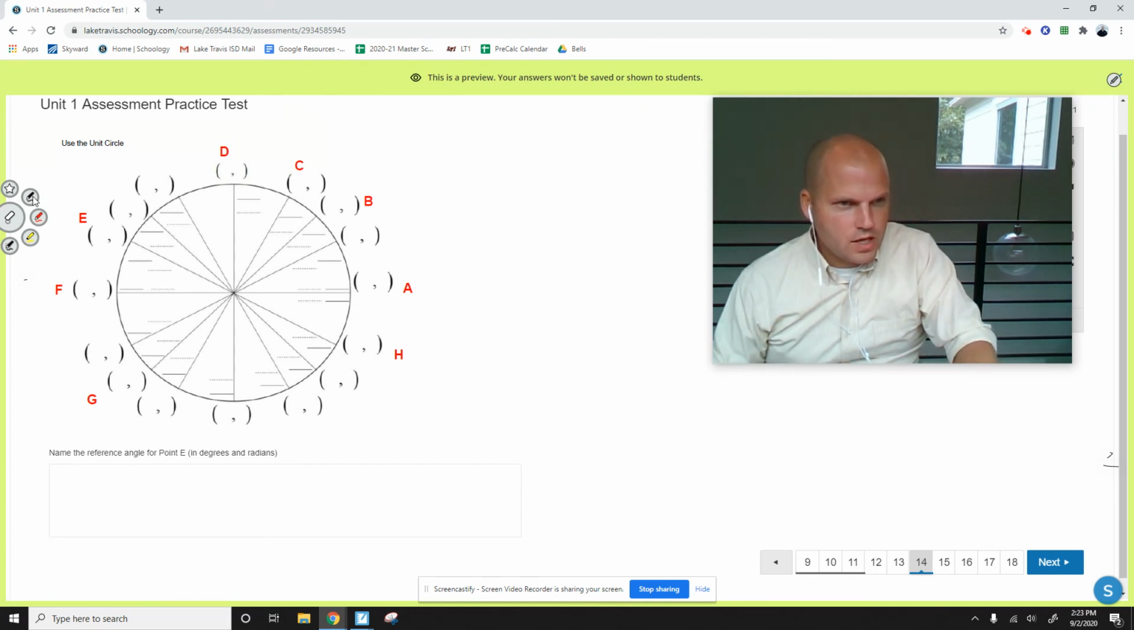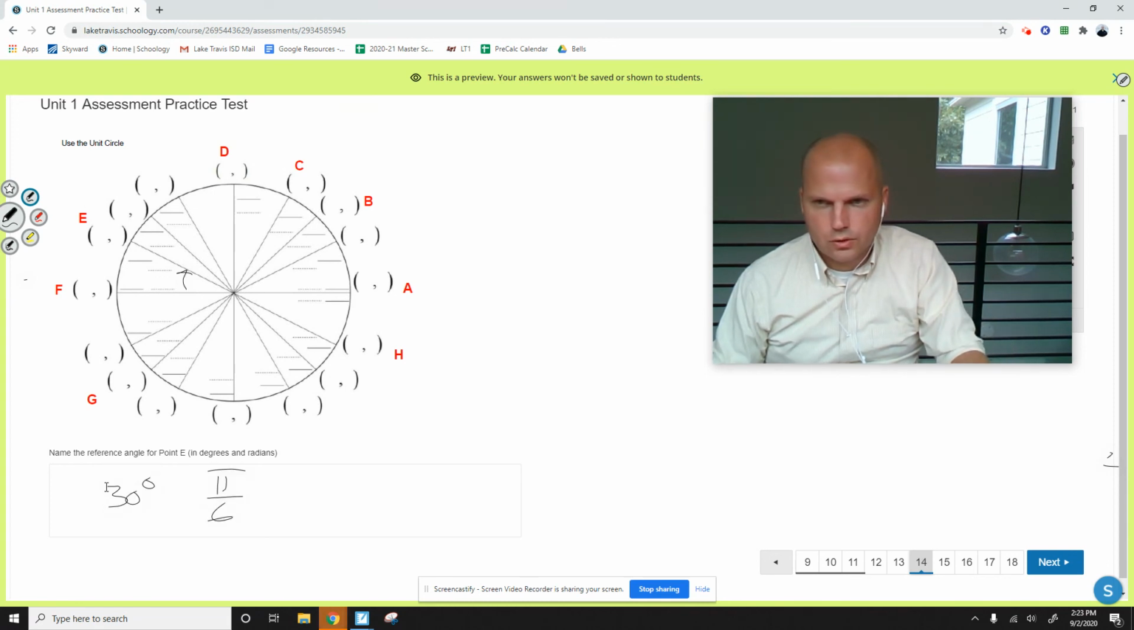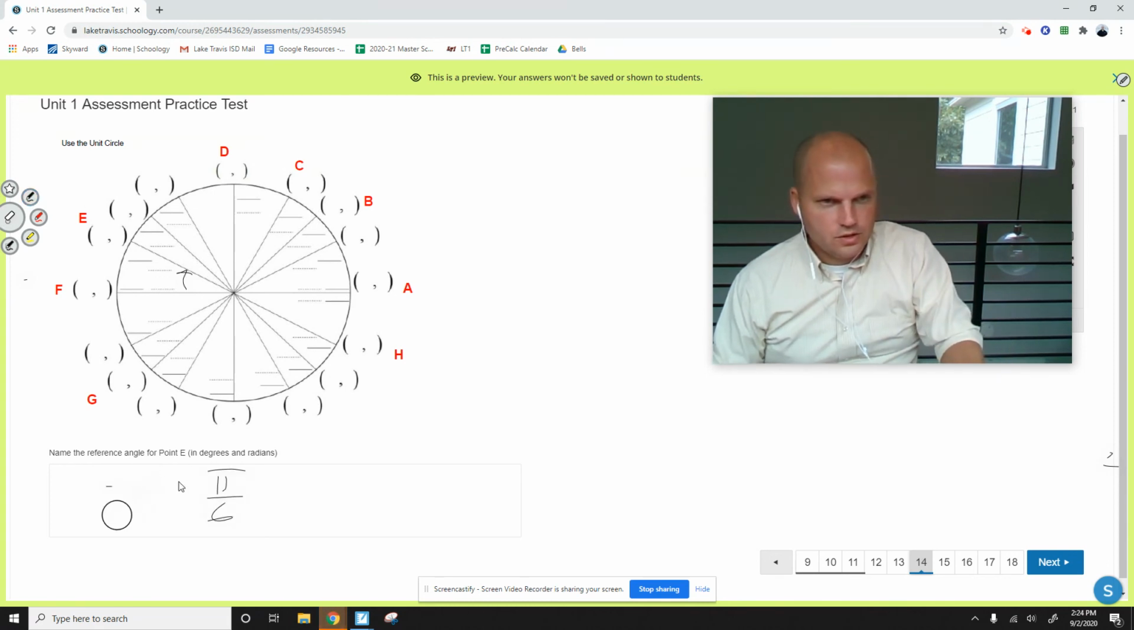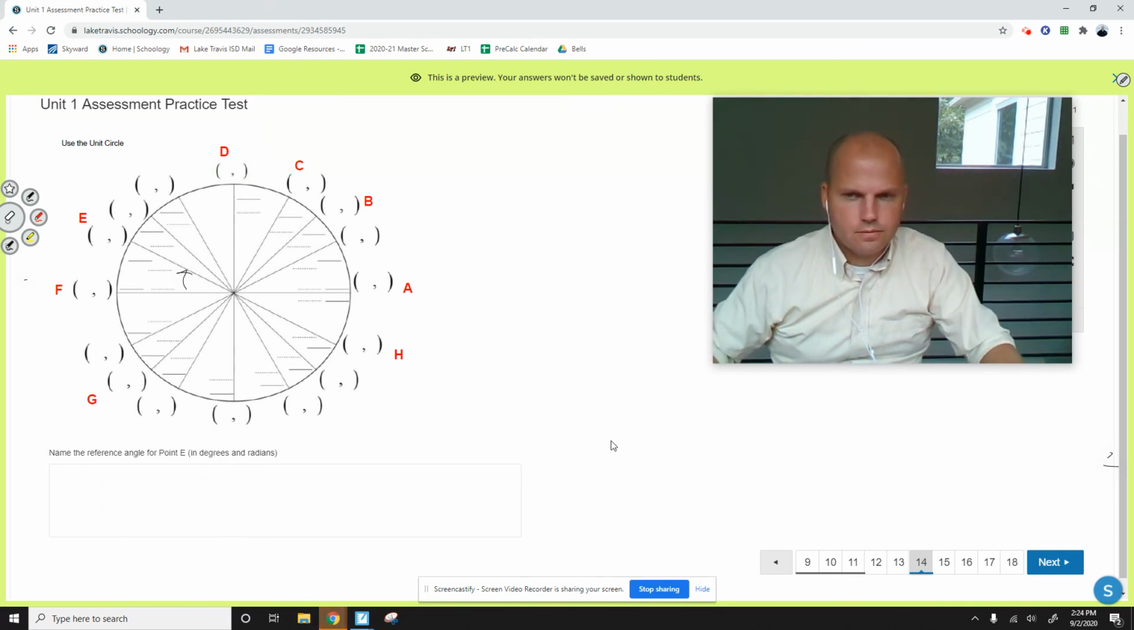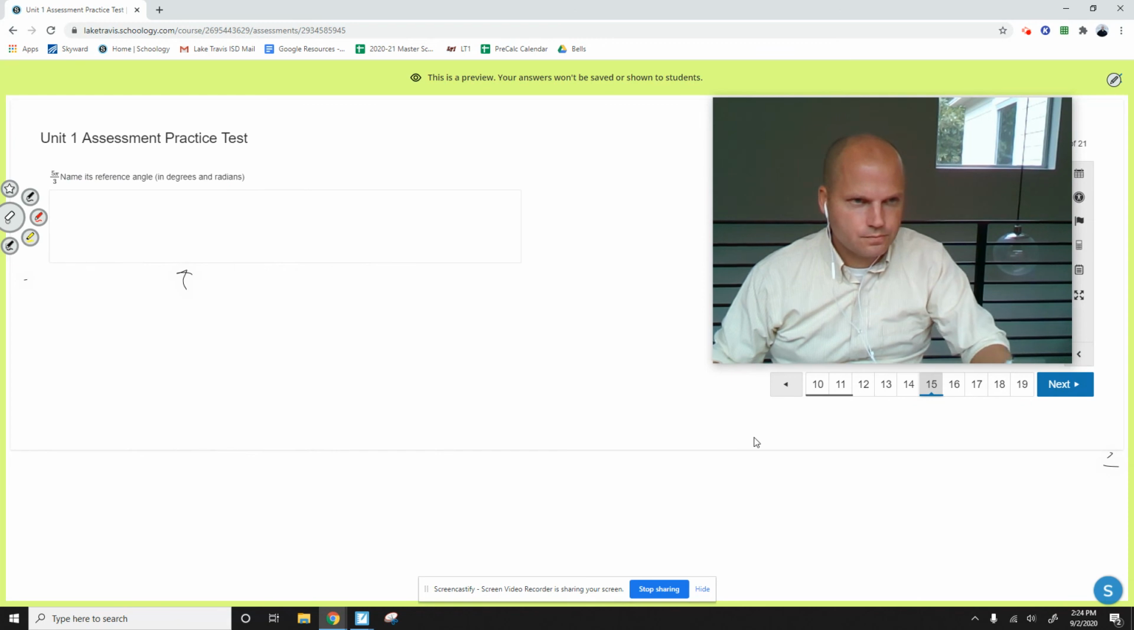Reference angle for point E. Yeah, we've talked about this before. 30 degrees, pi over 6 radians. We know those are equivalent to each other. Okay? The reference angle is your angle created with the x-axis. That's 30 degrees. We should be good with that.